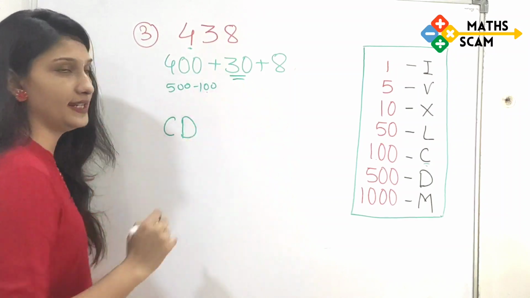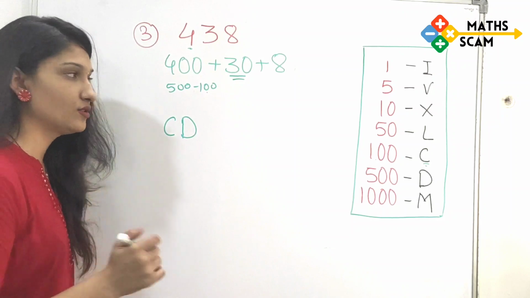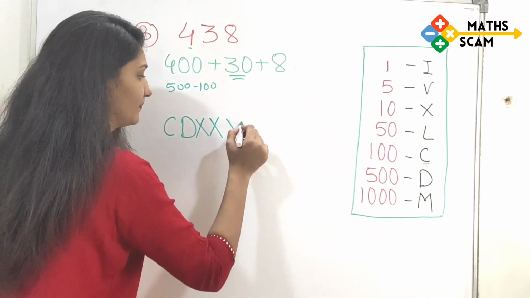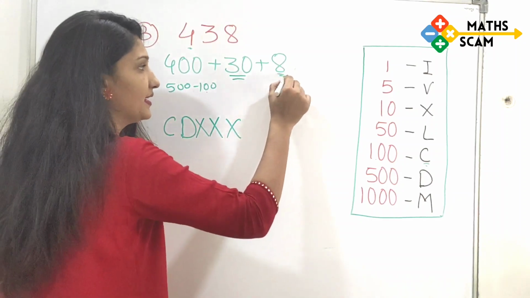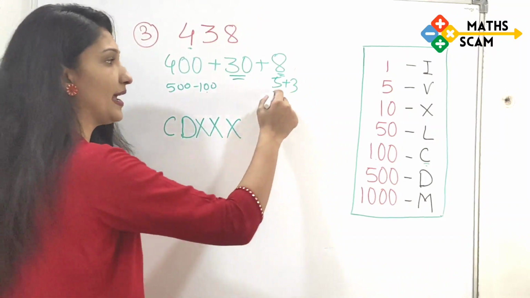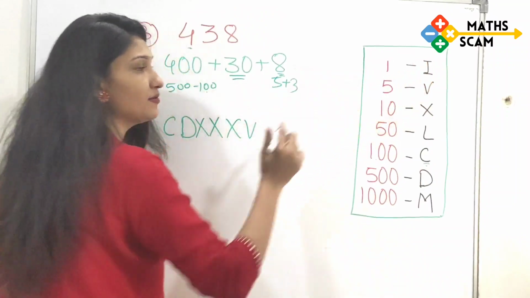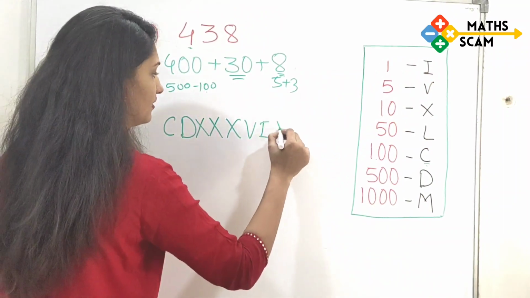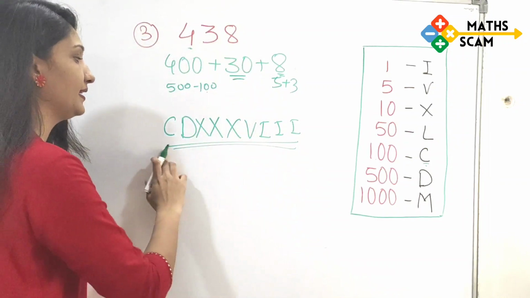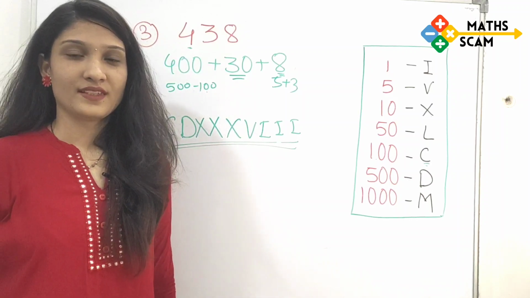Next 30. 30 can be written as 3 times 10. So 3 times 10 is X. So write 3 times X. Next 8 can be written as 5 plus 3. So 5 is V and 3 can be written as 3 times 1. So Roman number for 438 is C D triple X V triple I. Did you understand?